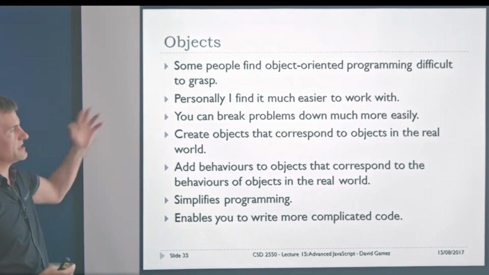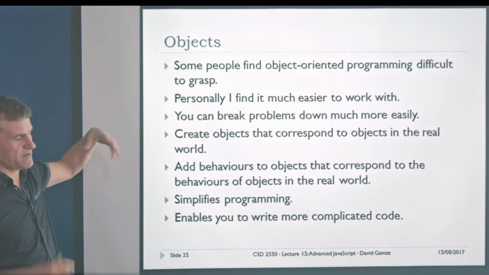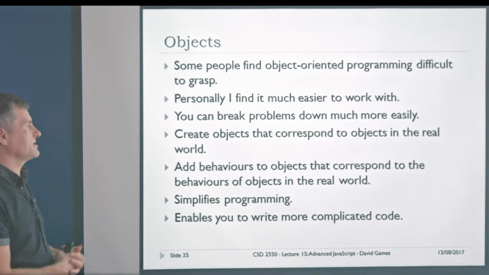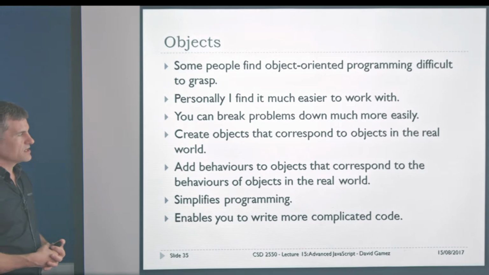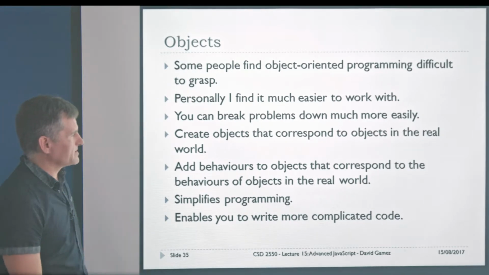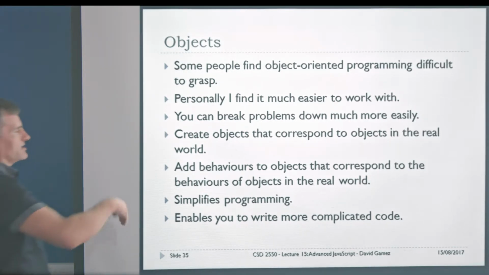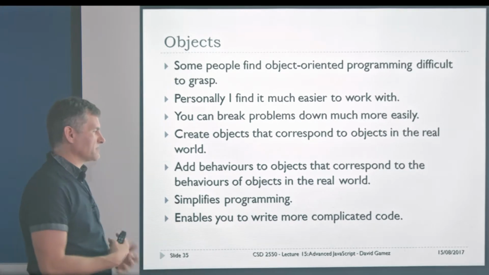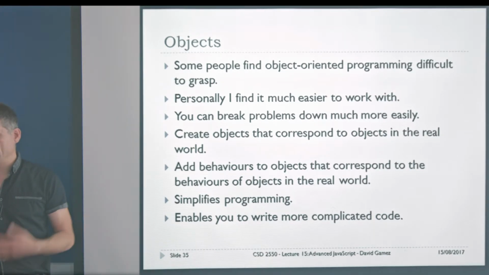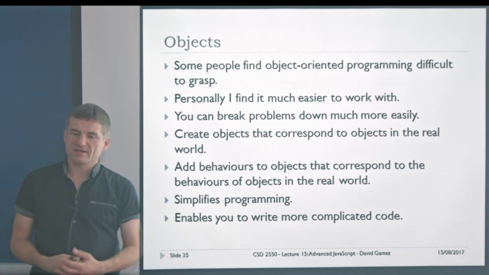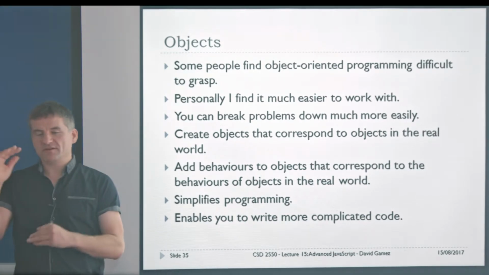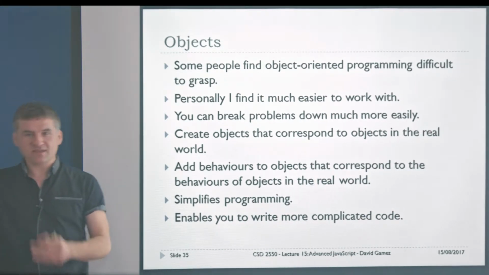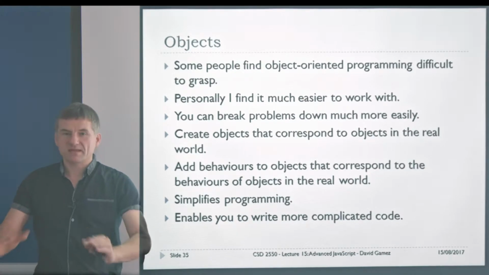It's going to be a lot less buggy code if you can wrap up a lot of the variables inside the objects. So the general idea is that you can create objects that correspond to objects in the real world. You can have behaviors to these objects that correspond to the behaviors of objects in the real world. And believe me, it will simplify your programming. It won't simplify your programming if you've only got 100 lines of code. When you've got like 10,000 lines of code, believe me, it'll simplify it.